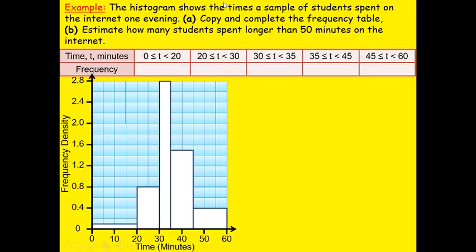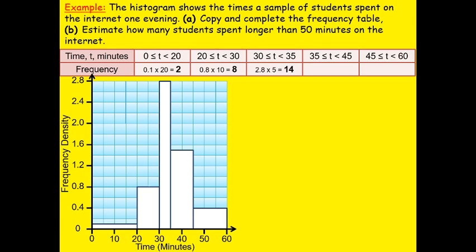Okay, right, students, copy and complete the frequency table. Now, if I was going to work out the frequency density, I'd do my frequency, which is this number, divided by my class width. So to work out my frequency, I've got to do the opposite. So I've got to do my frequency density times my class width. So my first one, I have to do 0.1 times 20, because 0 to 20 is 20, which is 2. Next one, my height is 0.8, so I'll do 0.8 times 10, which is 8.